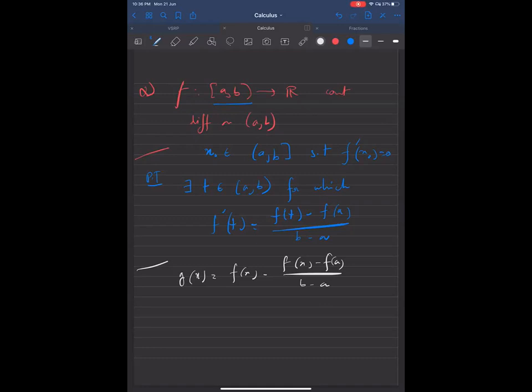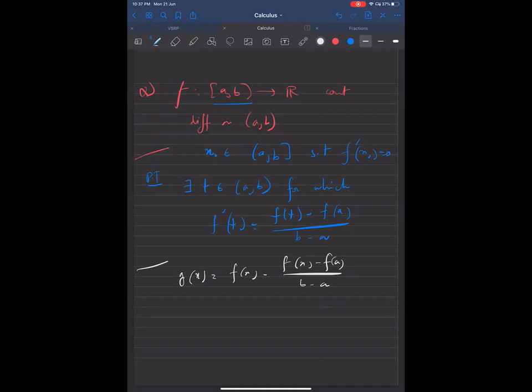So what do we need? We need a point where g is vanishing. So how do we do that? What do we have in hand? Intermediate value theorem. Okay, I won't discuss the solution of it. You should try it. Everybody should try it and get to some solution.